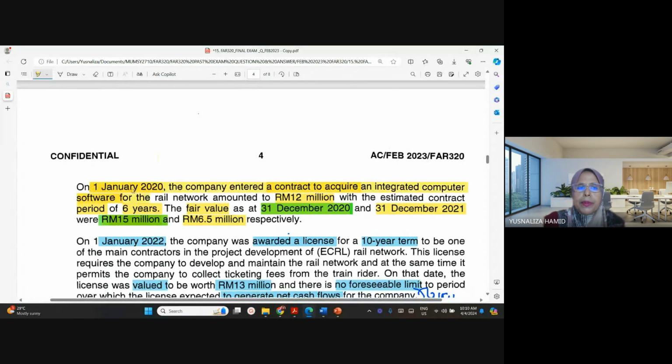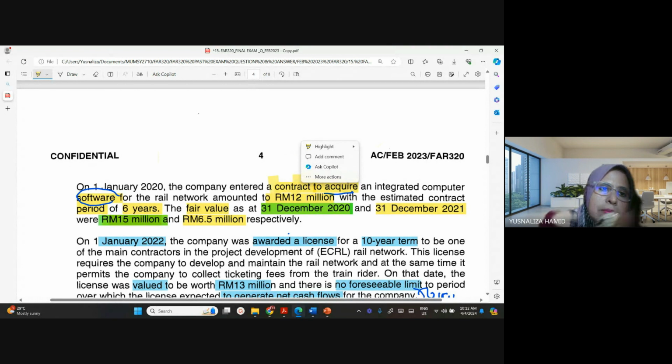So let us look at what we have in the first sentence. On 1st January 2020, the company entered into a contract to acquire. You have the words there, entered into a contract. When you enter into a contract, it means this arises through a kind of agreement. So what was in the contract was an agreement to acquire a software. The software is 12 million, and it has an estimated contract period or useful life of 6 years. So 12 million here is the initial cost, and you can just highlight that.